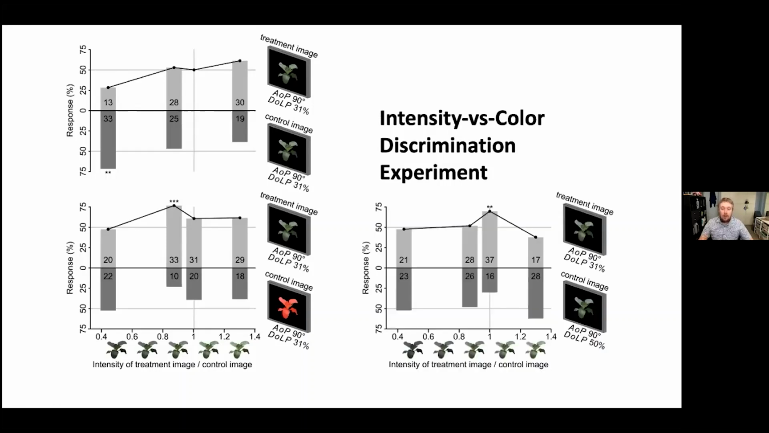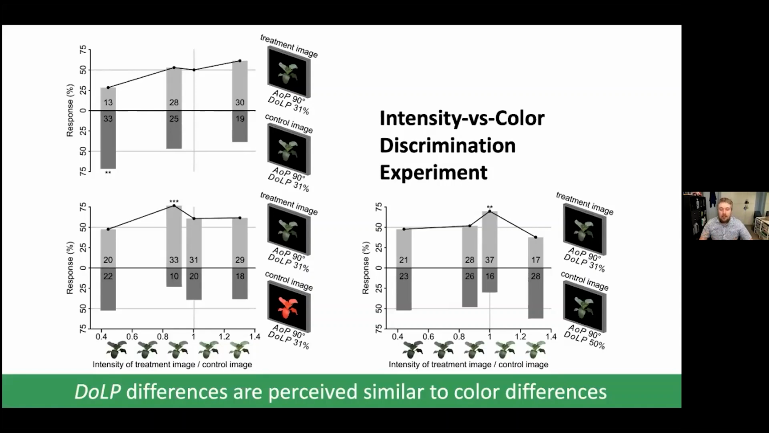When the control and treatment image differed in DOP, but not in color, there was only a preference for the treatment image when its intensity was equal to that of the control image. This similar effect of intensity on color and DOP preferences suggested to us that the cabbage white butterfly perceived differences in DOP in a manner similar to their perception of differences in color, albeit in this case, not independent of intensity. As these results suggested the differences are perceived as color, we wanted to determine which photoreceptors were involved.